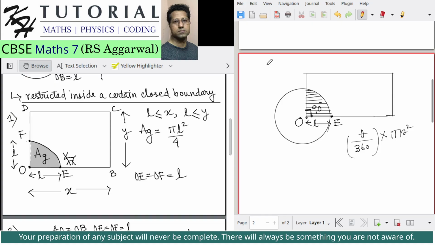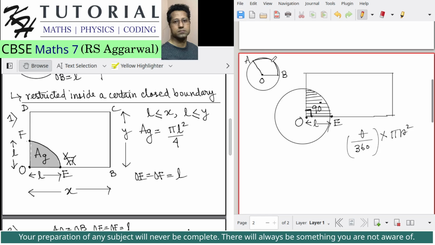Also, please note that one term you need to understand is the central angle. If there is a circle, let's say this is the center of the circle, and we have a sector like this, let's say this is O, A, B. So the sector OAB, the angle.